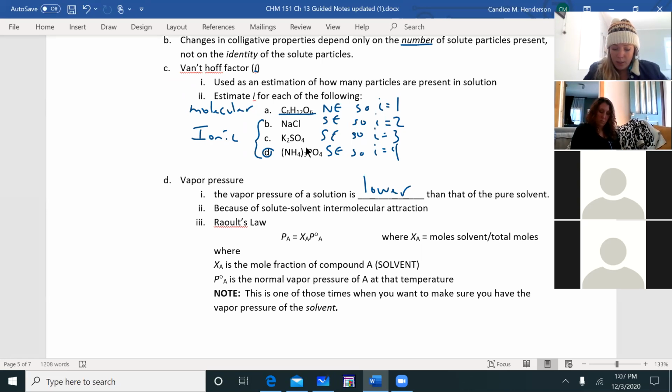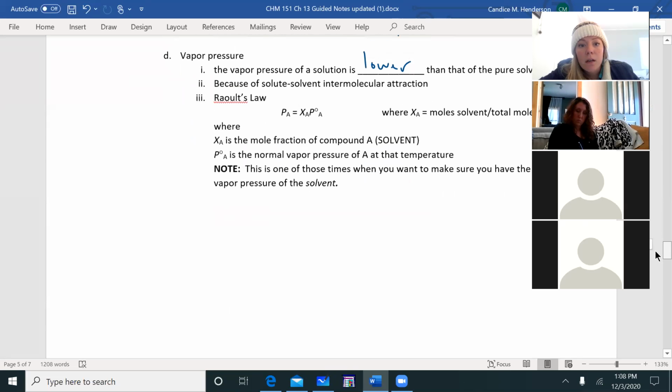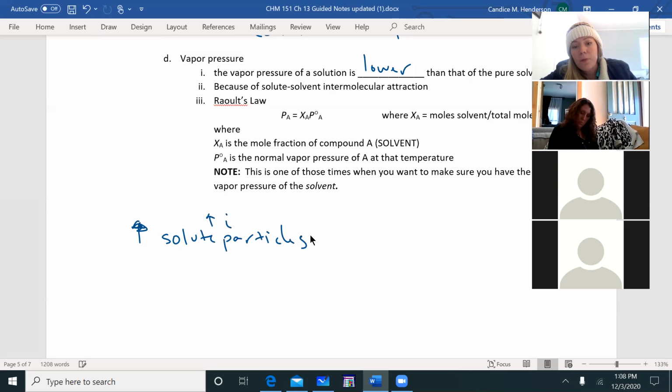So we can actually calculate this. Let's write this a little bit farther down here. The more solute particles, the lower the vapor pressure. So if we increase our solute particles, or if we're increasing our I, we are going to decrease our vapor pressure. More dissolved particles, less push.